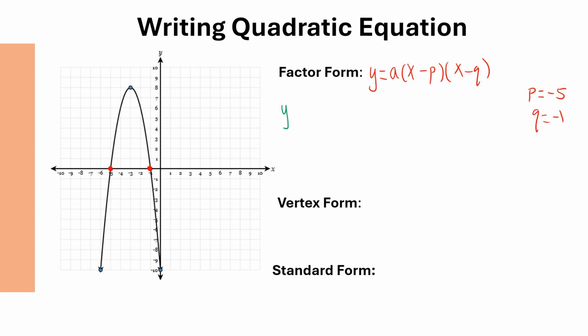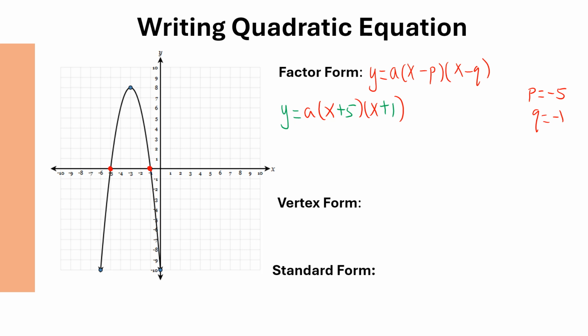So I'm going to plug in what we know. We have y equals a times x minus p. Since I have -5, that will become +5, times x minus q. So my q is -1, so negative becomes +1.